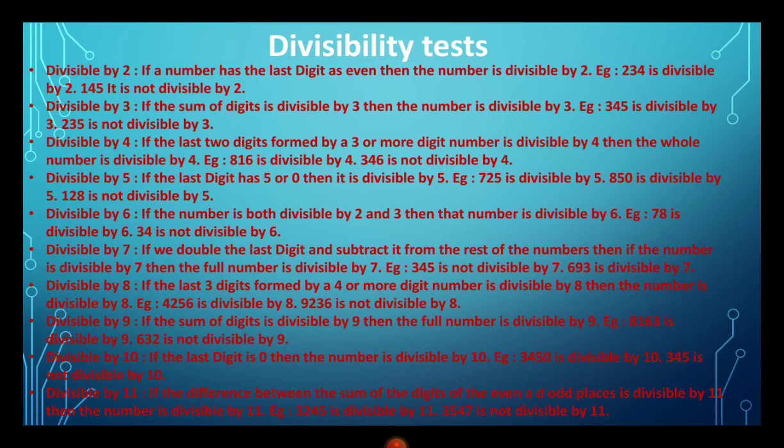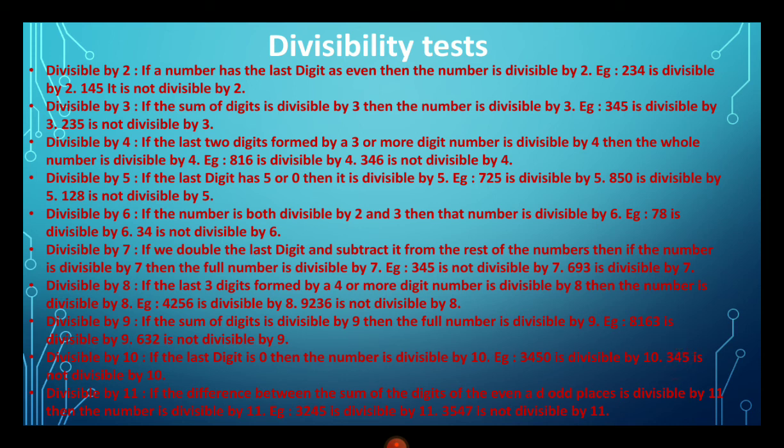Now divisible by 10. If the last digit is 0, then the number is divisible by 10. Example, 3450 is divisible by 10 as the last digit is 0, and 345 is not divisible by 10 as there is no 0 at the last.